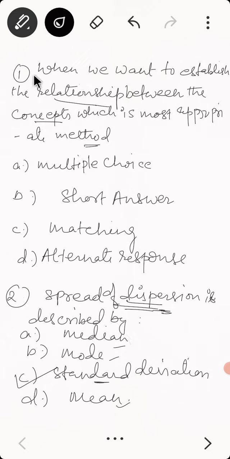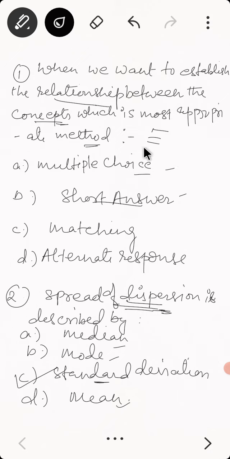Okay, now come to the next question. When we want to establish a relationship between the concepts, which is the most appropriate method? दो concept के बीच एक relationship establish करना है. Multiple choice can do like that? No. Short answer, no. दो concept के बीच एक relationship establish करना है, right?